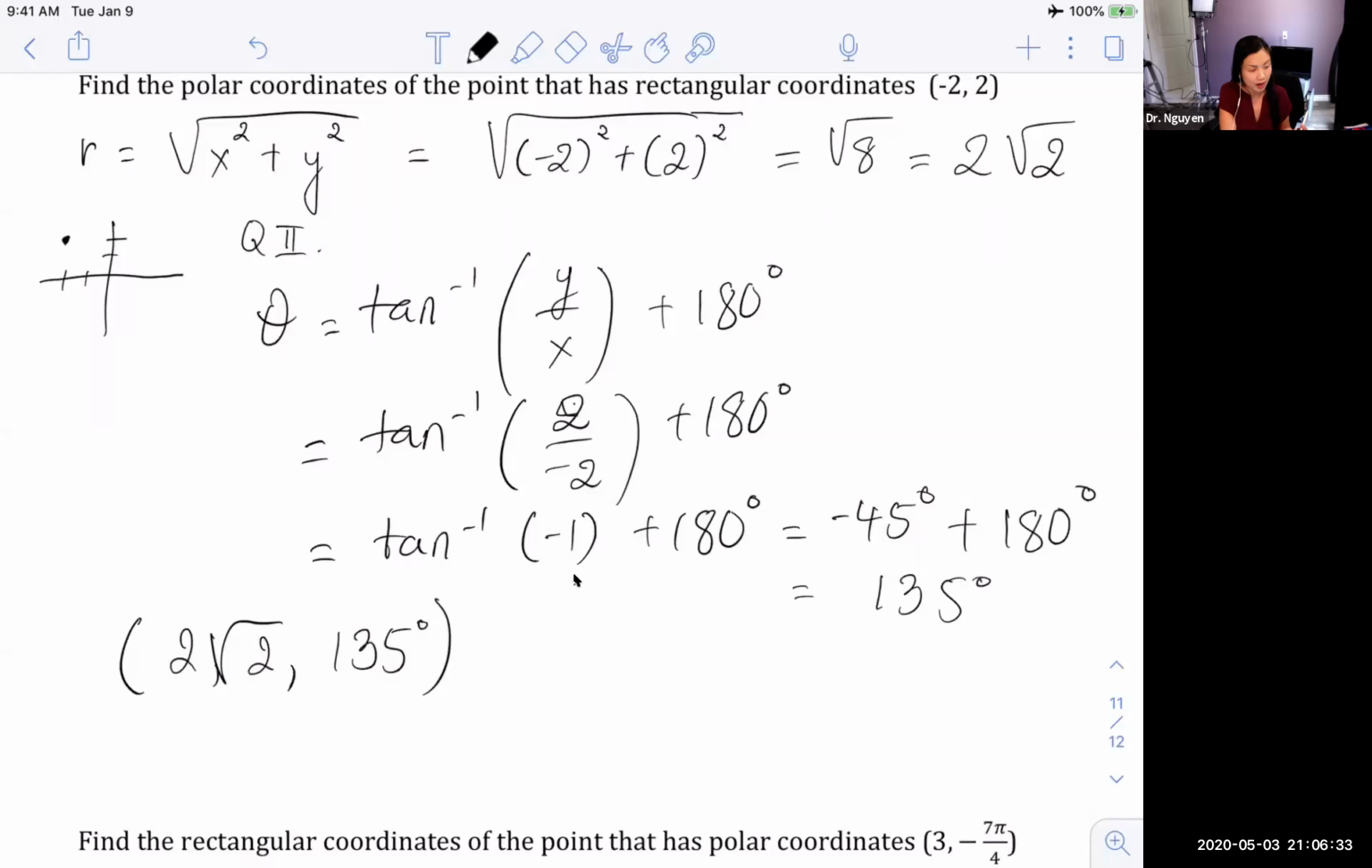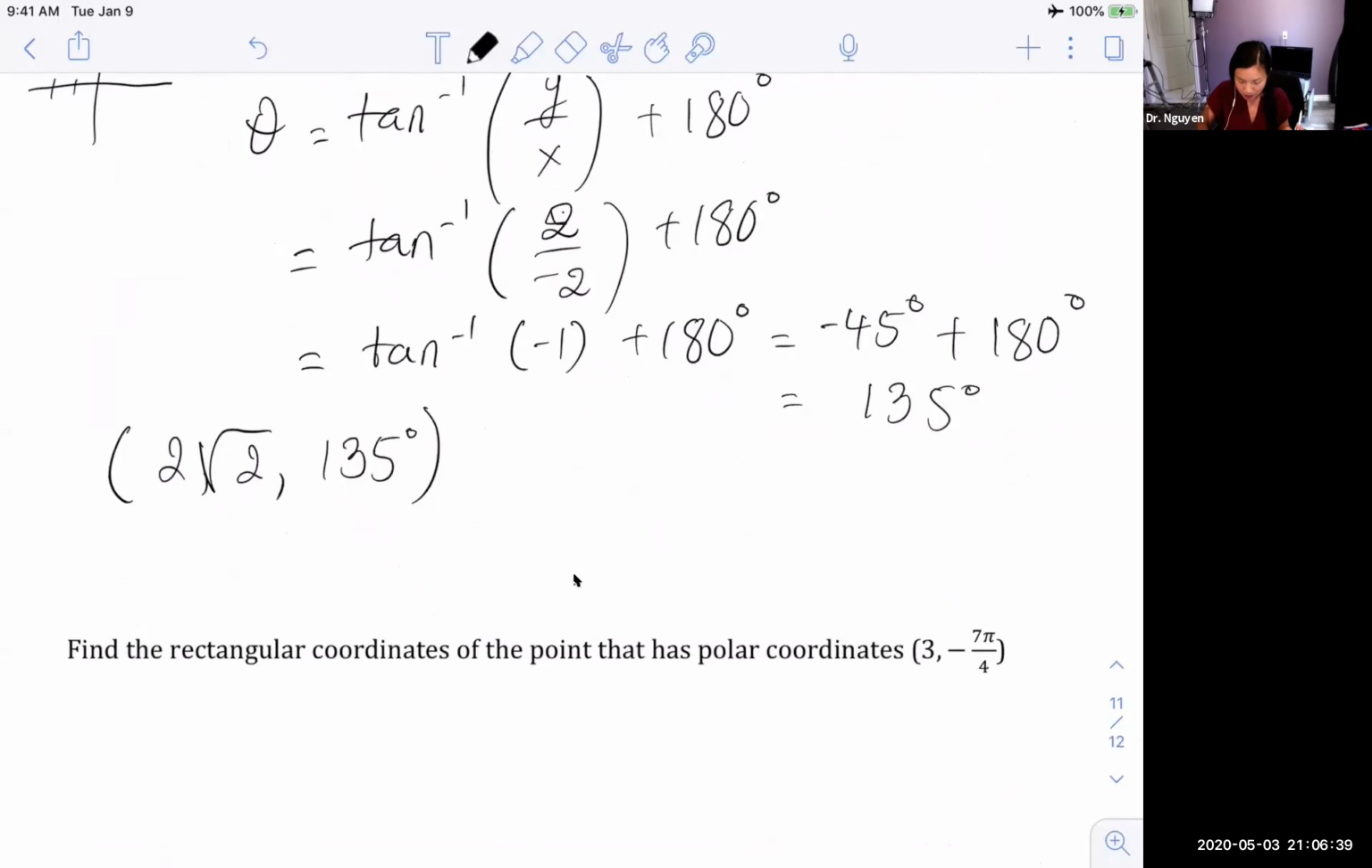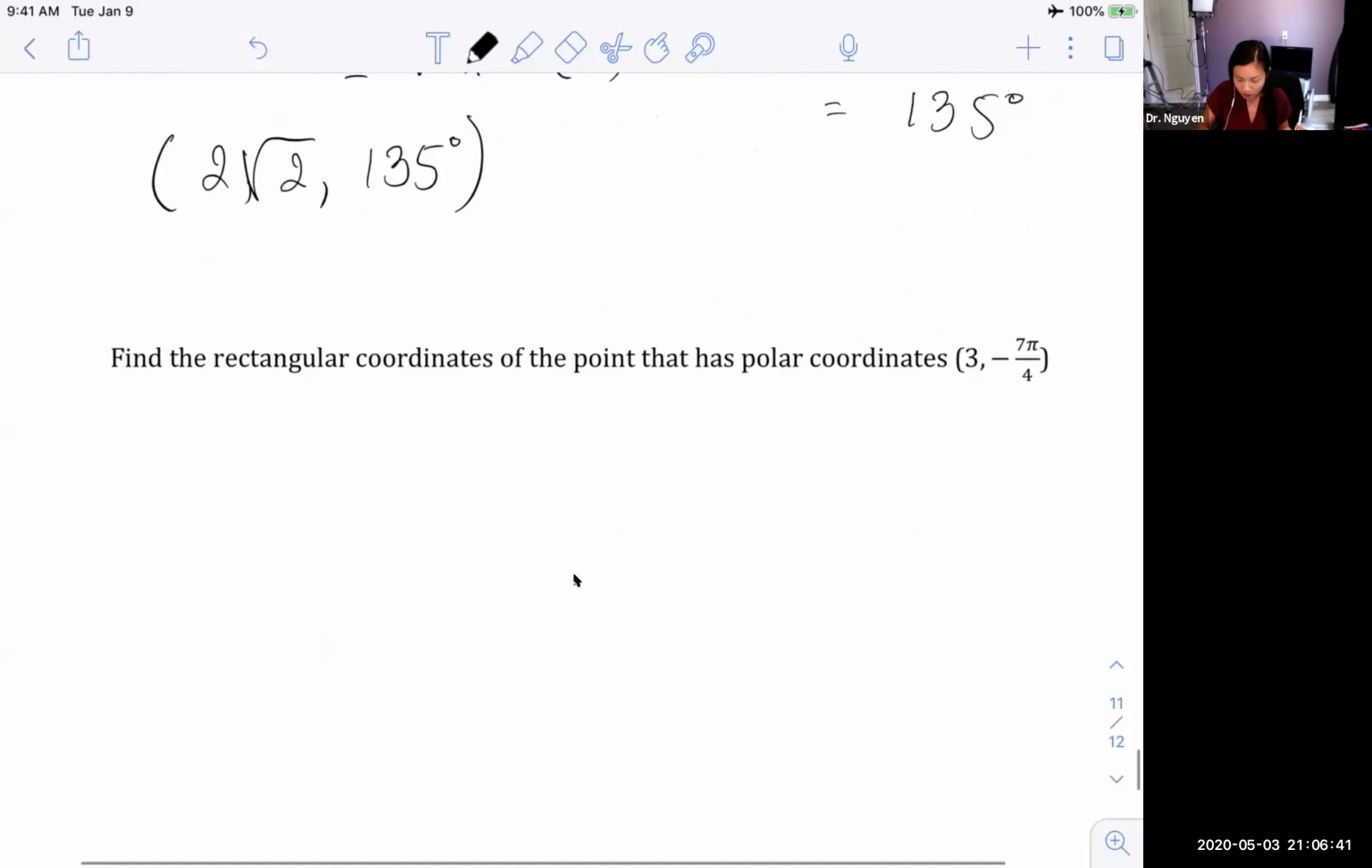Now we have the opposite. This time, we have the polar coordinates, and we have to find the rectangular coordinates. So what are we looking for? We're looking for x and y. So here we go.